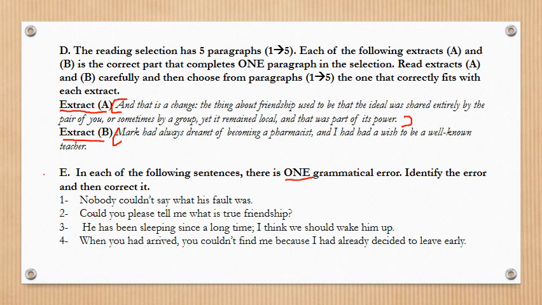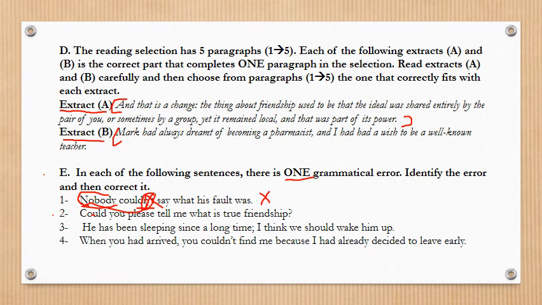Nobody couldn't. You have a negative adverb and you have a not. This is a double negative. What did we say about double negatives? That's wrong. So nobody could. All you have to do is remove the not. Nobody could say what his fault was. Everything else is perfect.